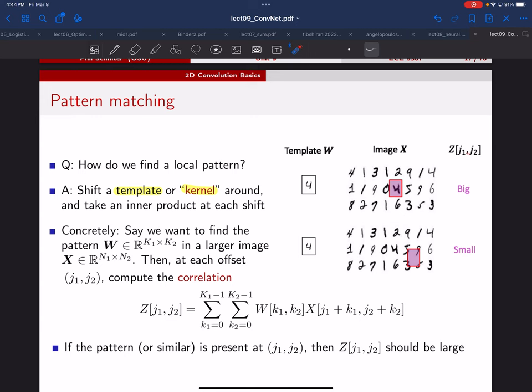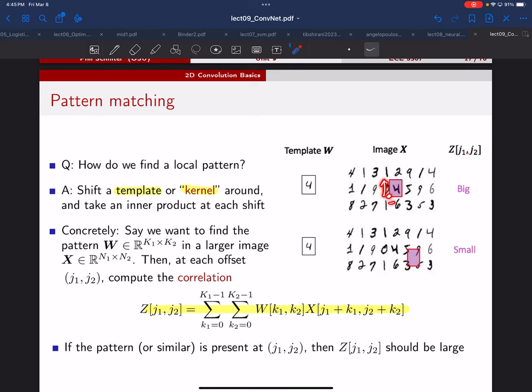And the way that this looks like in an equation, and it's important to understand this because we'll see a lot of this, the equation looks like this. The variables k are indexing over the locations within the template. So if we say that 0 is to the bottom left, then k1 and k2 are both 0. As k1 increases, we're going up this way.